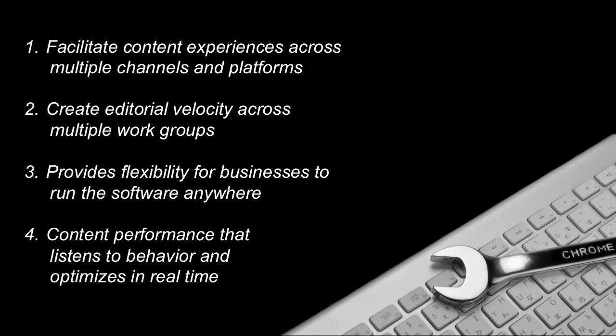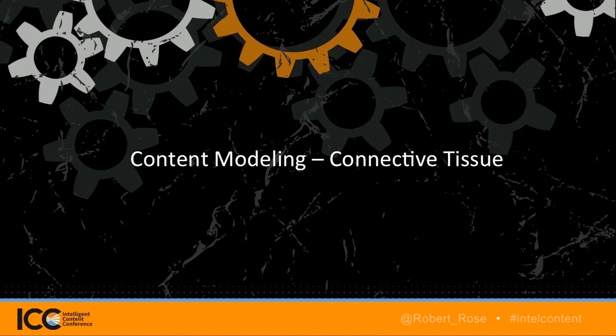So we won't ever want our management system to be so simple that it's cut and paste and publish. We're looking for levels of complexity that help us develop sophisticated content display and publishing models. Editorial velocity, flexibility in the business, and content performance that starts to listen to the behavior of our customers and then uses technology to optimize the content based on listening to that. And that's really key as we start looking at content modeling, the connective tissue to all of that.